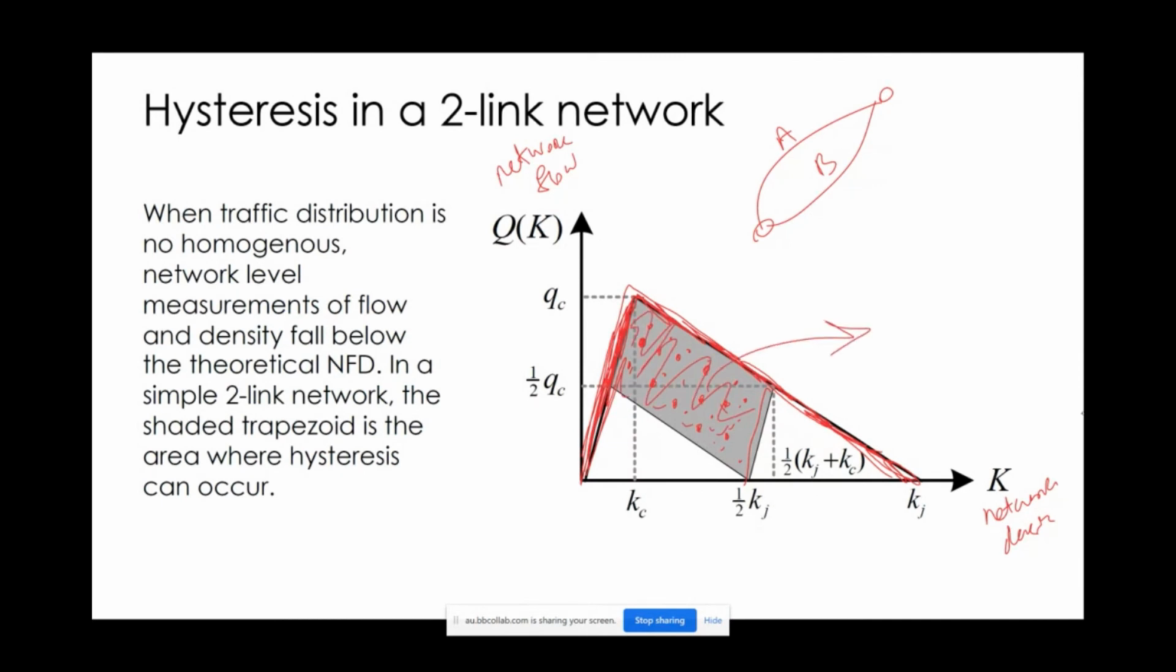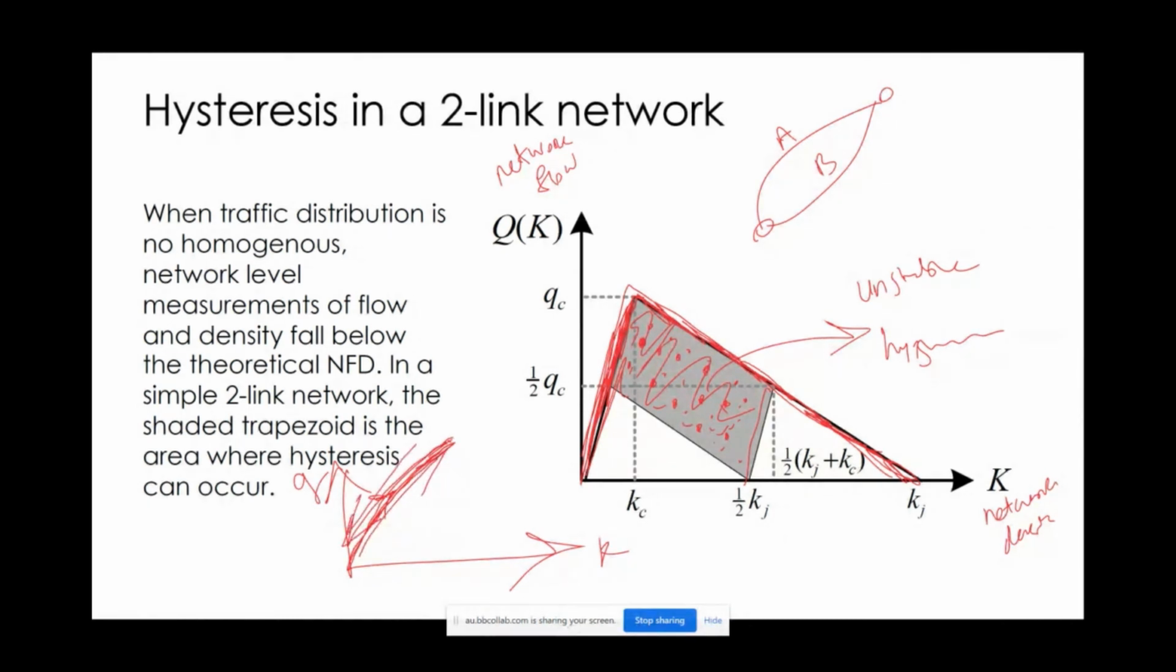And this shaded area can be called an unstable area, or the area where hysteresis occurs, right? So hysteresis, for those of you who may not remember from the previous lectures, is where, if the relationship between flow and density looks like this when density is increasing, hysteresis is a phenomenon where, if density now decreases, we can either come back on the same line, right?